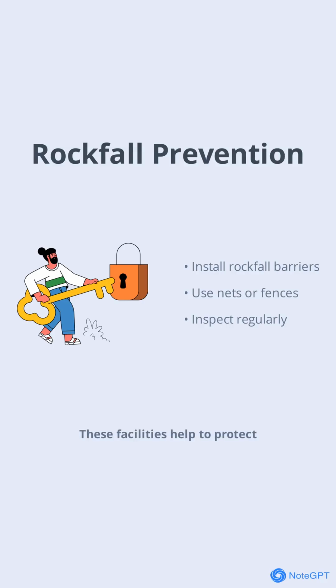These facilities help to protect workers and equipment from falling rocks, which can cause serious injuries or damage. Common prevention methods include installing barriers, nets, or fences around the work area. Regular checks should be conducted to ensure that these facilities are in good condition and functioning as intended.